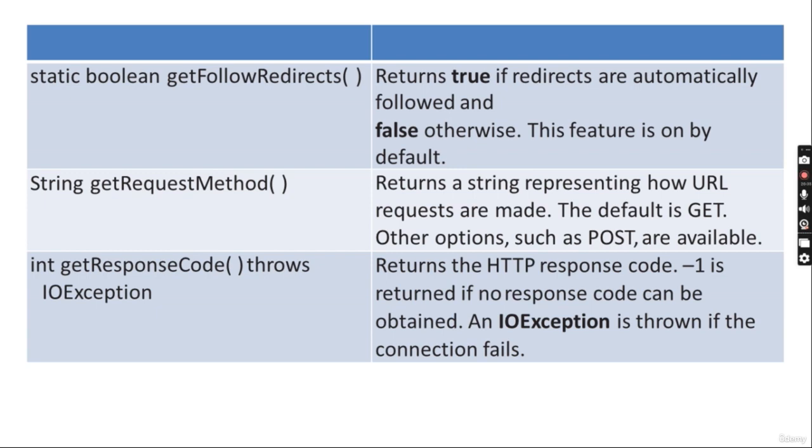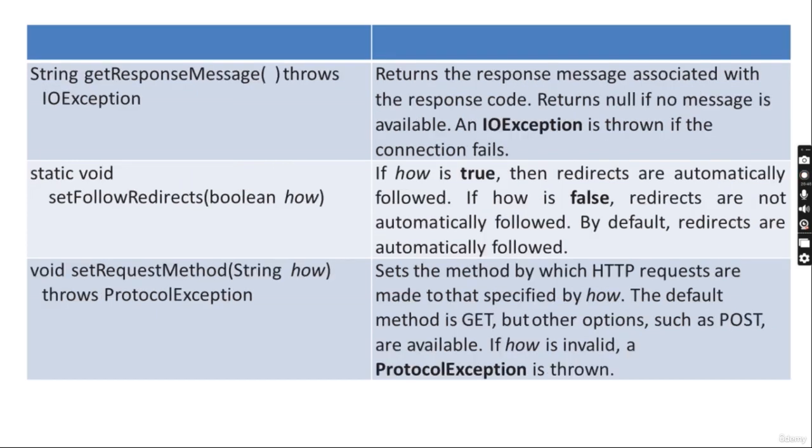getResponseCode throws IOException, returns the HTTP response code. -1 is returned if no response code can be obtained. An IOException is thrown if the connection fails. String getResponseMessage throws IOException, returns the response message associated with the response code. Returns null if no message is available. IOException is thrown if the connection fails.